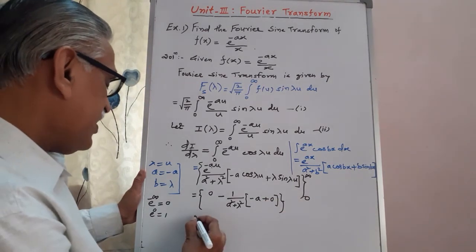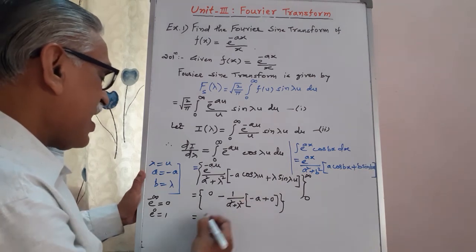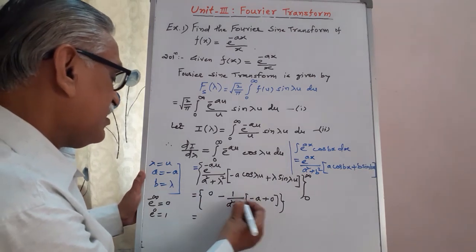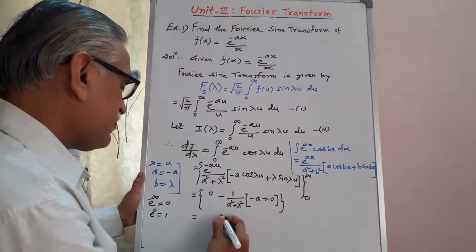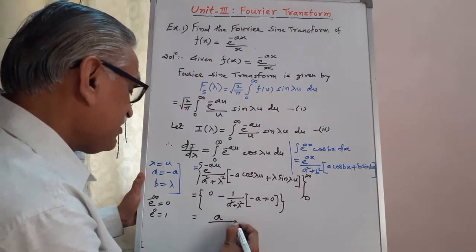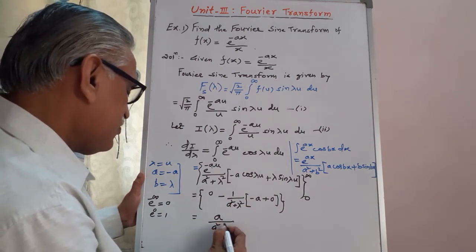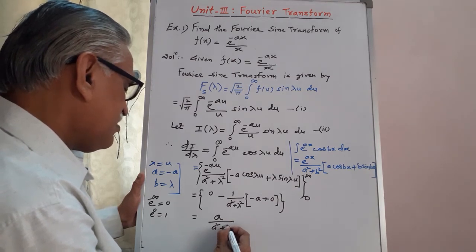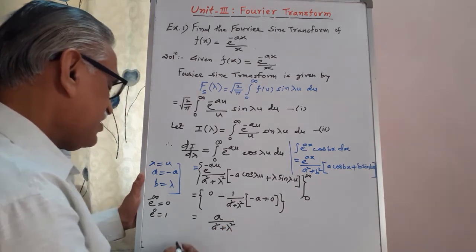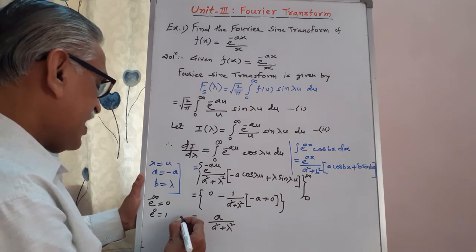And therefore we have that value as minus minus it becomes plus a divided by a square plus lambda square. This is the value of di by d lambda.